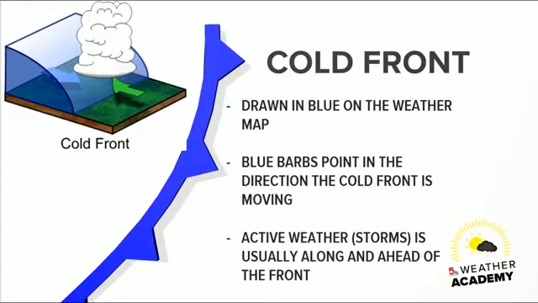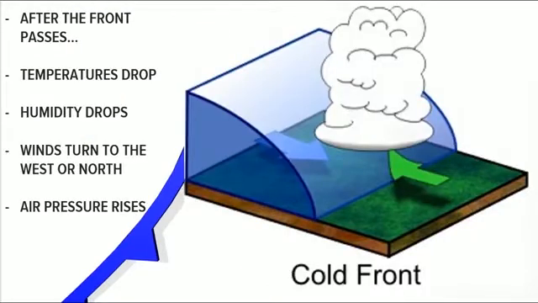And we talked about this with low pressure. When you make the air rise, then you're talking about creating clouds and usually creating some rain. So that's where we get the active weather. So after a cold front passes, the temperatures go down. The humidity levels usually drop off because there's more moisture ahead of the cold front than behind it. And the winds are going to turn more to the west or to the north to bring that colder air in. And your air pressure is going to take a jump.